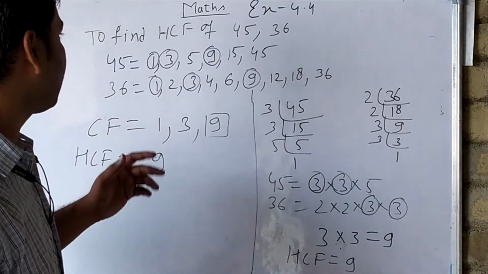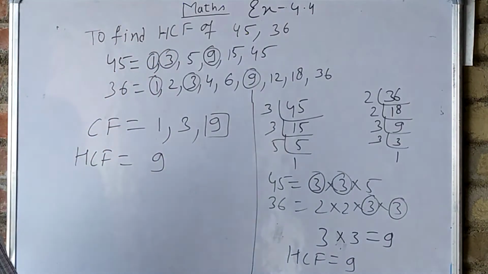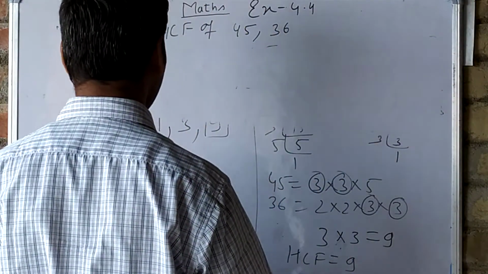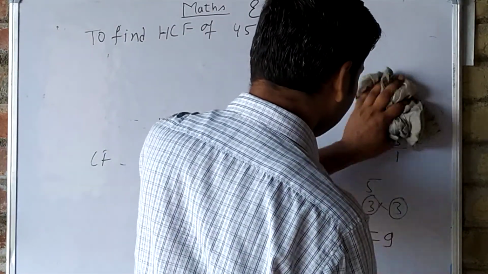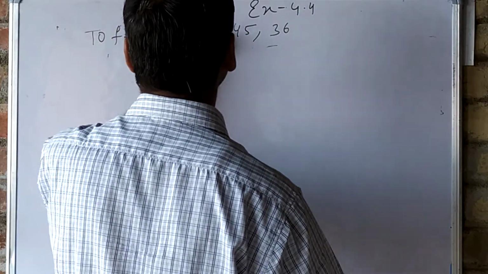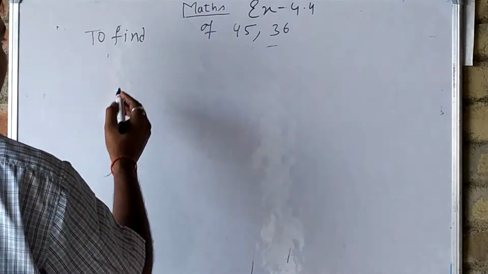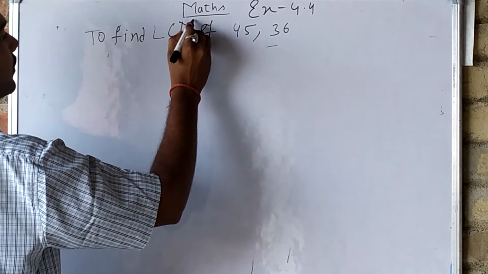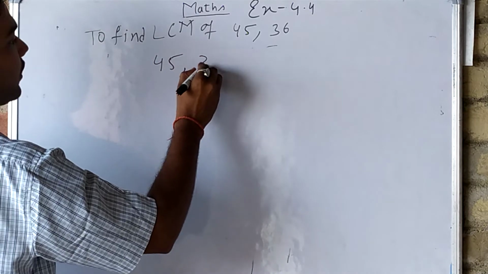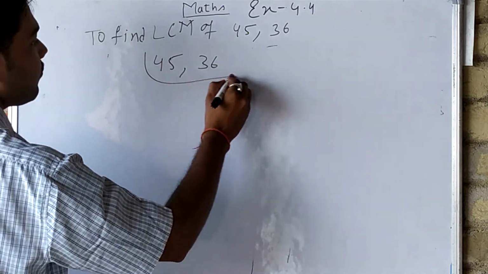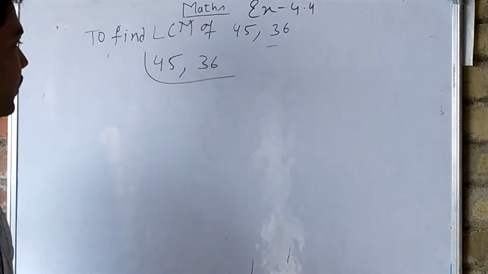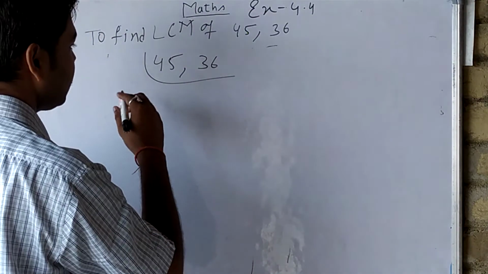Now we will find the LCM of 45 and 36. To find LCM, we will write both numbers in the same column. Then we will try to divide them.